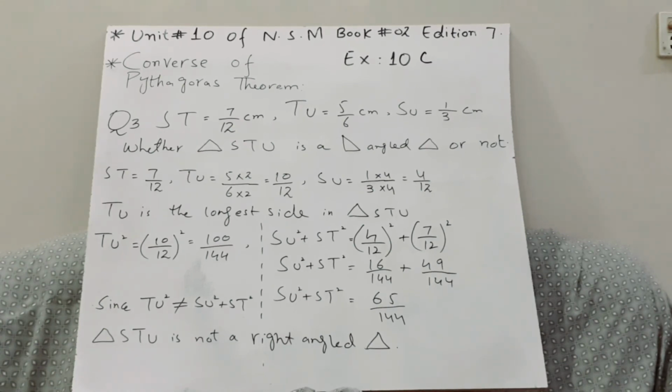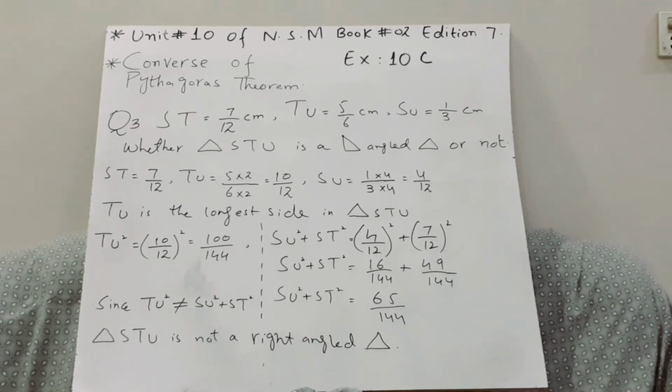So we take the square of TU, (10/12) squared, which equals 100/144, and then we take the sum of the squares of the remaining two sides, as we did in question number 1's A part. After taking their squares and sum, the answer is 65/144, and it is not equal to the square of the longest side TU, which was 100/144. So this is not proving. It means TU squared is not equal to SU squared plus ST squared. So triangle STU is not a right angle triangle.